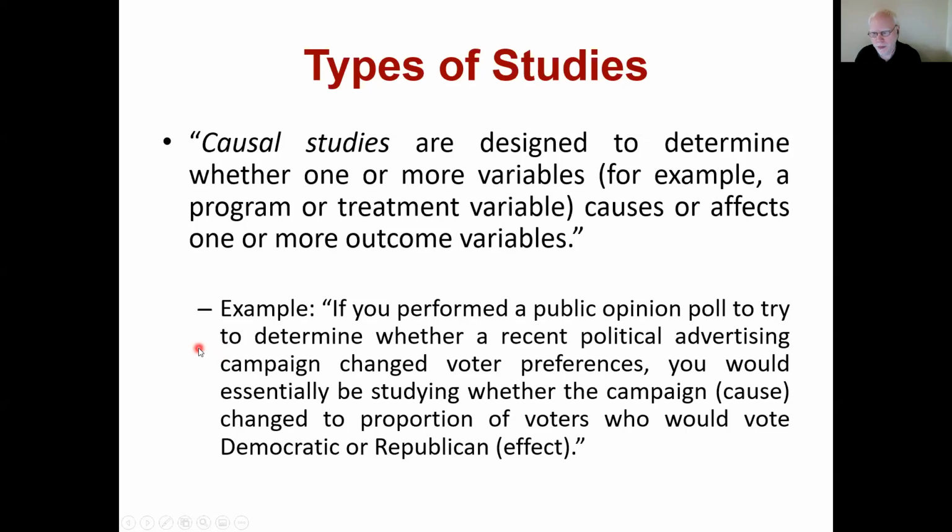So if you performed a public opinion poll to try to determine whether a recent political advertising campaign changed voter preference, you would essentially be studying whether the campaign, the cause, changed the proportion of voters who would vote Democratic or Republican, liberal or conservative, NDP, the effect. So some people, for example, could see the advertising campaign, others don't see it, and then you see, is there a difference in how people vote based on whether they saw the advertising campaign or didn't see it?